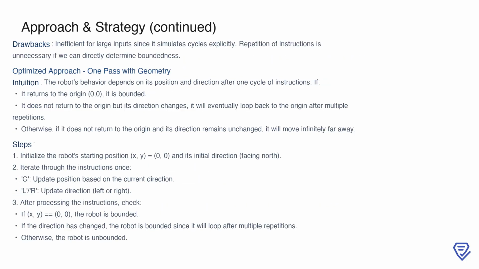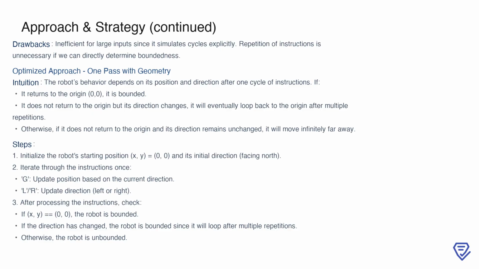This brute force approach, while intuitive, has some significant drawbacks. It explicitly simulates multiple cycles of instructions, which can be inefficient for large inputs. If we can determine boundedness directly from a single pass through the instructions, then repeating the same cycles becomes unnecessary. This leads us to an optimized approach that leverages geometric reasoning. The key insight here is that the robot's behavior after one complete cycle of instructions determines whether it is bounded.